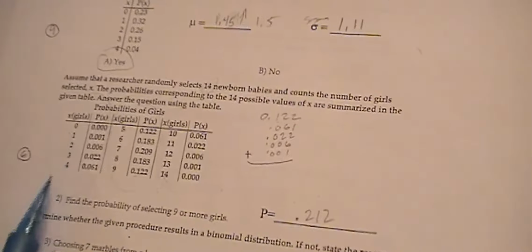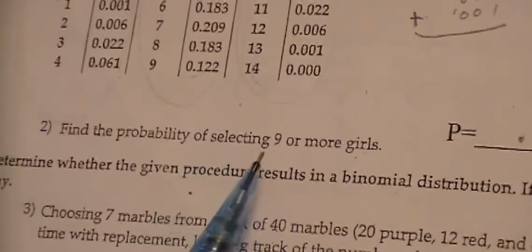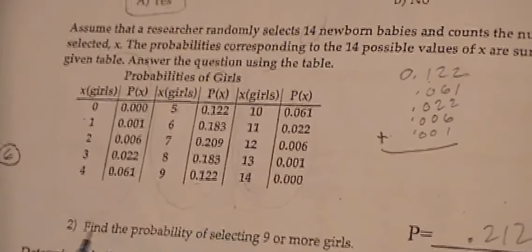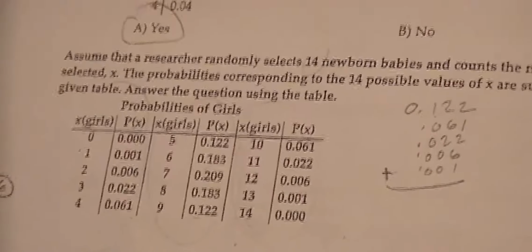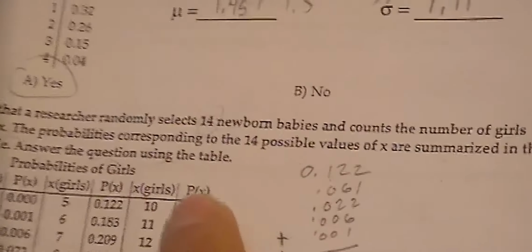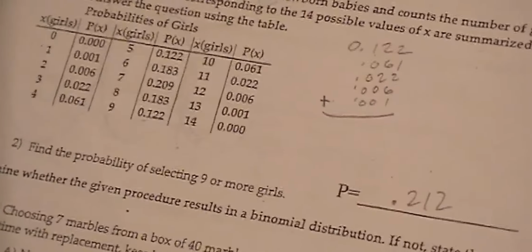Number 2. This one's really straightforward. He just gave you all the possible outcomes and their associated probabilities, and he's going to pick some of them. Like he'll say, find the probability of getting exactly 4, or 9 or more, or less than 10. If it's 9 or more, you start from 9 and go all the way up to 14 and add all those, and that's the probability.